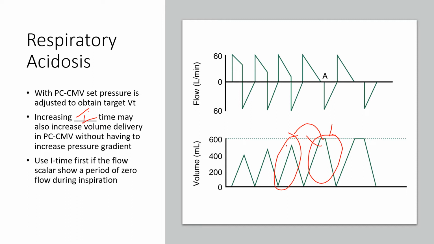So when you look up at this scalar here, here we have inspiratory and then cycles to expiratory. Here, where this letter A is, the tidal volume is increasing, and once we have that plateau reached, that's where, if we have a flow of 0 during inspiration, that's our sign that we've hit that area there. So we can use the I time first. If we see that flow scalar at 0, then we can just increase that I time a little bit more, right?